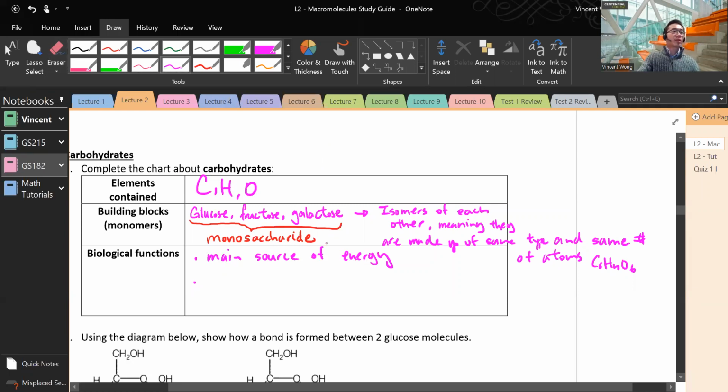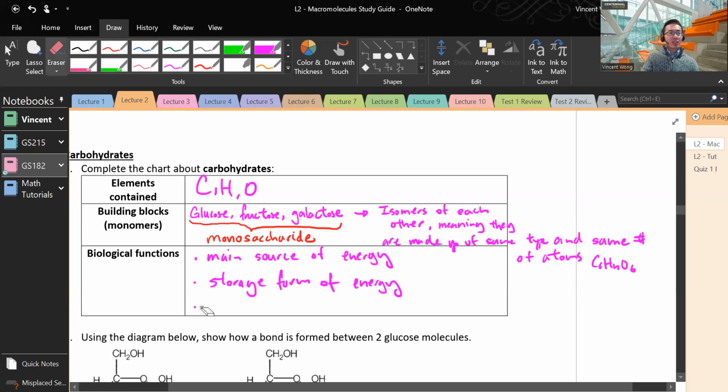Many of you said cellular respiration. Yeah, we use the process of cellular respiration to produce energy, right? By burning carbohydrates. Other than that, we can store the energy, right? Storage form of energy. If you eat more than you need, you will store the extra in the liver, for example.